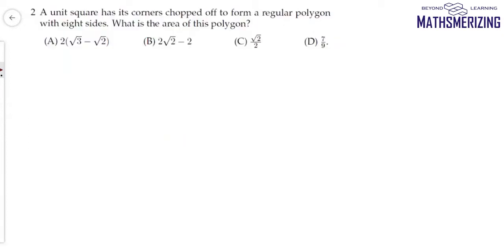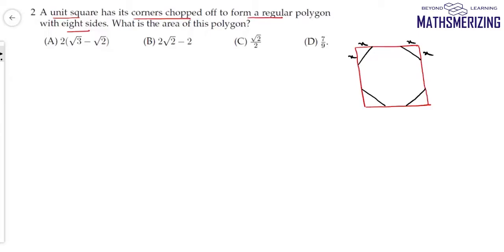Now in question number 2, it says a unit square has its corners chopped off to form a regular polygon with 8 sides. So I'll draw a square. Now 4 corners are chopped off. So if we chop off 4 corners, then we'll get this regular polygon, and suppose this length is x. Now it is given that it is a unit square, so length of this side is 1 unit. That means length of this side of a polygon will be 1 minus 2x.